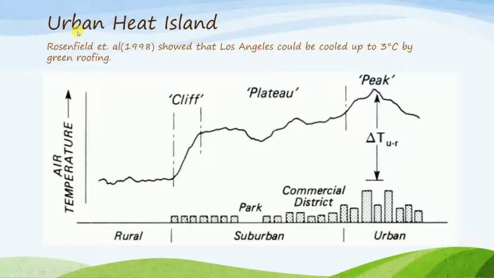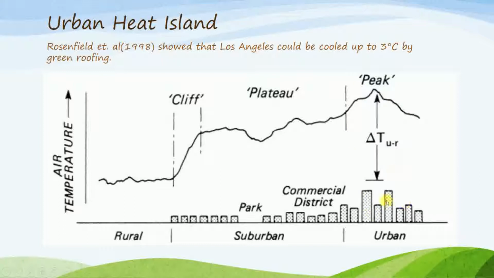So this is the urban heat island. Mainly here you see there is a diagram. In the rural area, the air temperature is less. Then when you go to suburban, it will be more temperature than the rural. And at the urban, the temperature peak is so high.